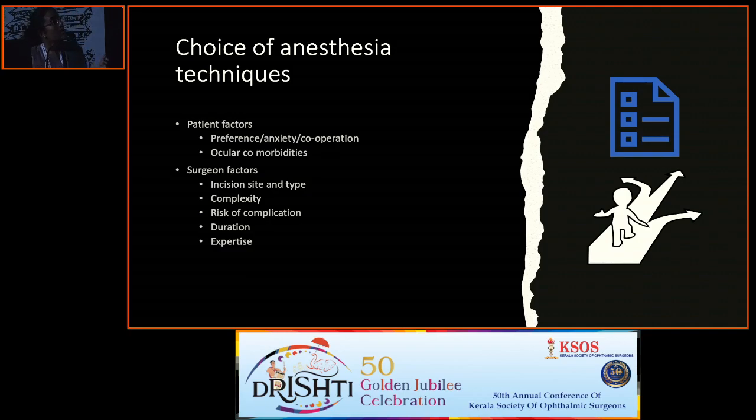Now, if the patient is likely to get a trabeculectomy in the future, then we have to spare the area for a good bleb. If the patient has an ocular surface disorder like ocular cicatricial pemphigoid or Stevens-Johnson syndrome, then we would rather not do a subtenon so that the symblepharon doesn't progress. Now, the surgeon factors include the site and type of the incision, the complexity of the procedure, the risk of complications, the duration of the surgery, and the expertise of the surgeon.